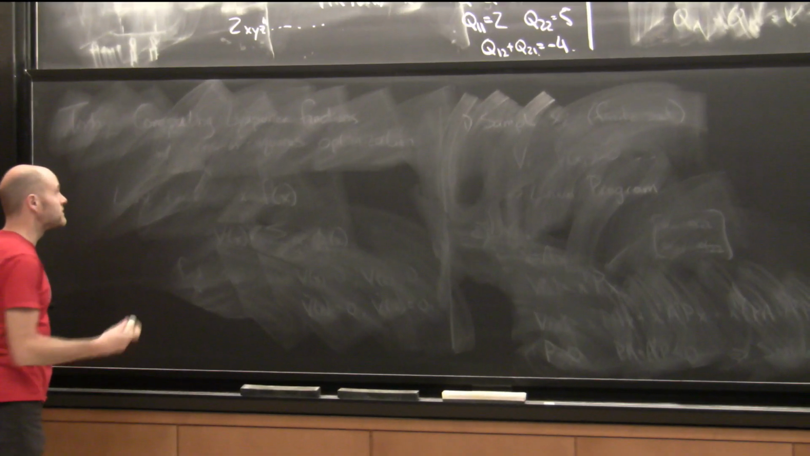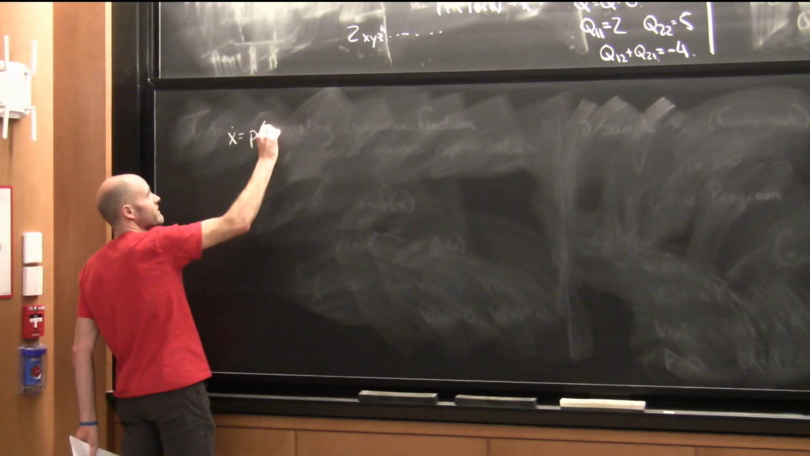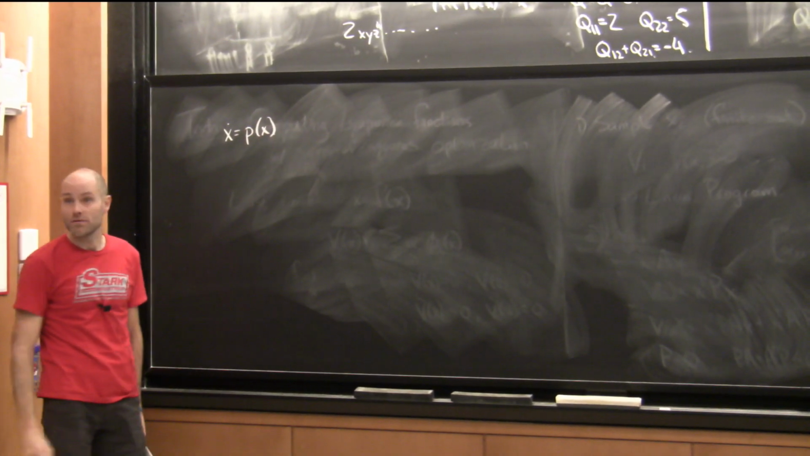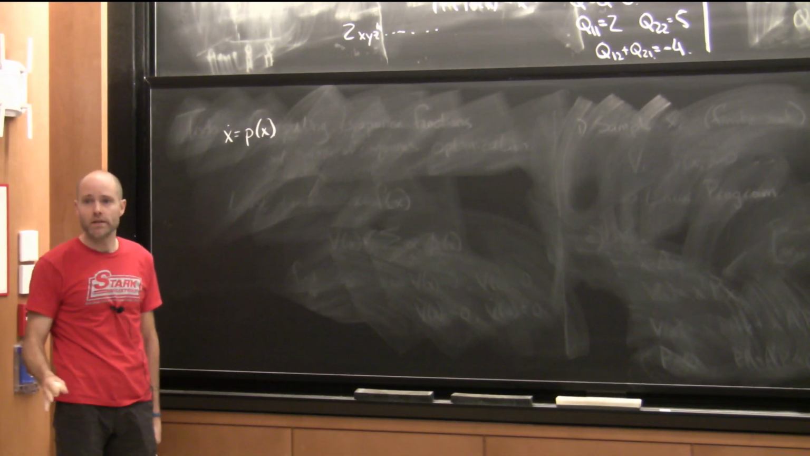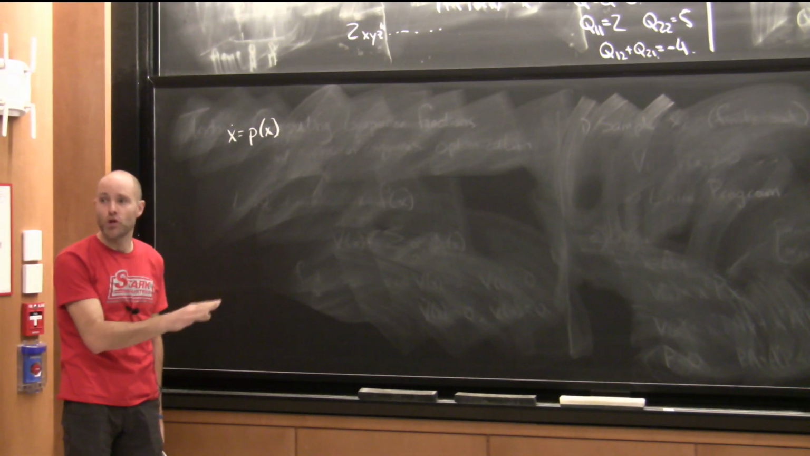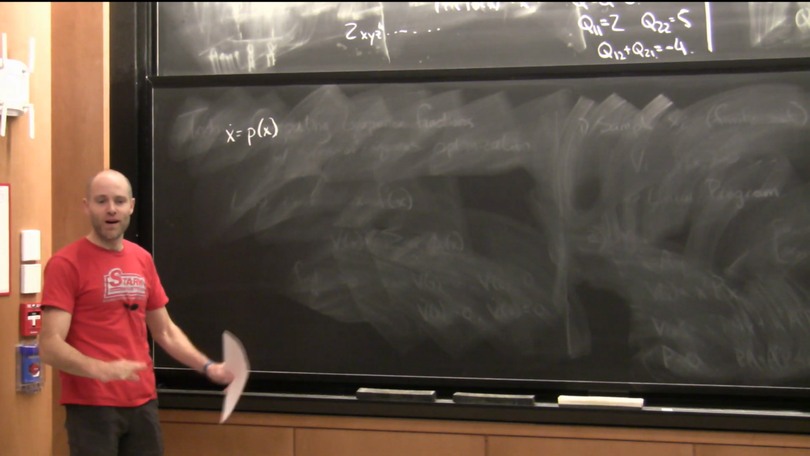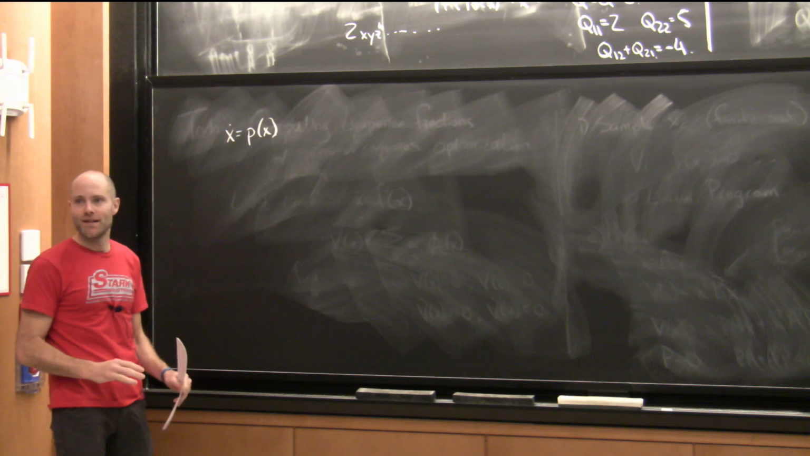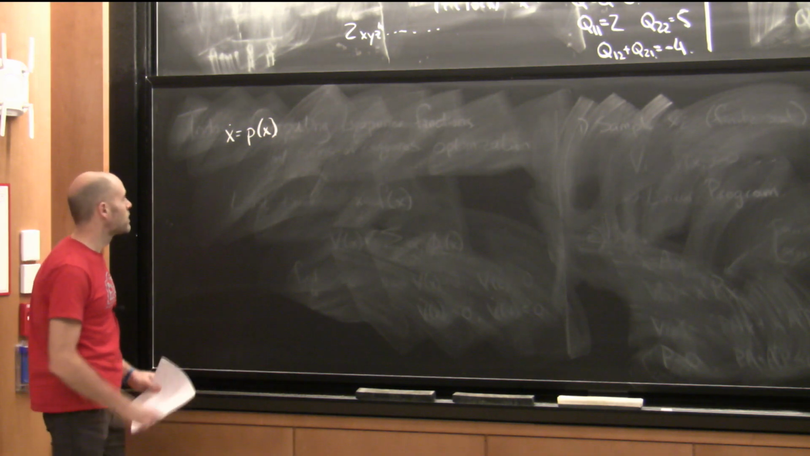let's say I have x dot of x is p of x, so polynomial function, right? So f in general could be anything nonlinear. Let's restrict it to just polynomial vector fields. I'll try to convince you as we go on that actually most interesting things are polynomial or close to polynomial. Okay.